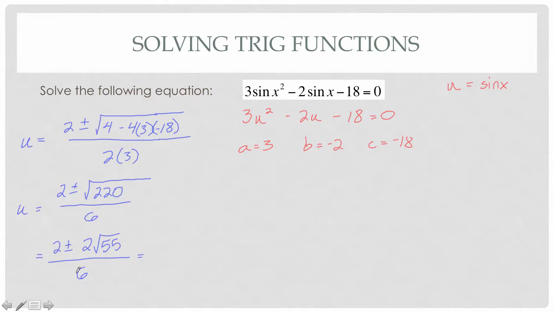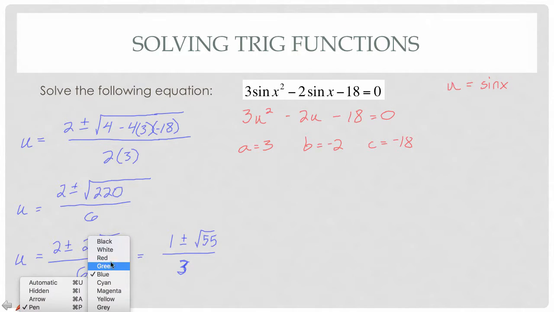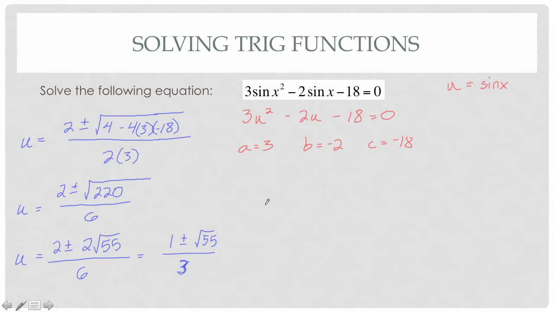And then finally, the 2, the 6, and the 2, I can simplify those down to 1 plus or minus the square root of 55 over 3. Okay, now that's equal to u, but my goal was not to solve for u. My goal was to solve for what sine of x is, right? So here's where I need to now substitute and say, well, sine of x is u.